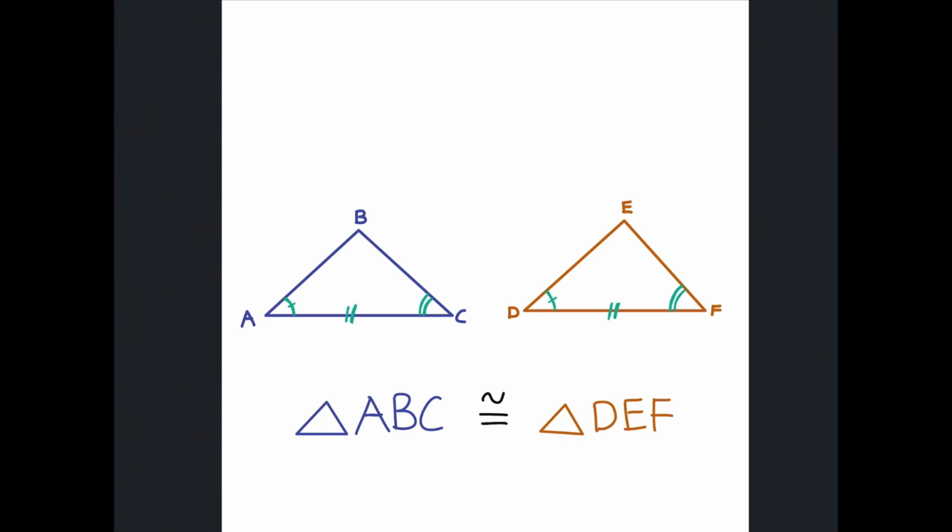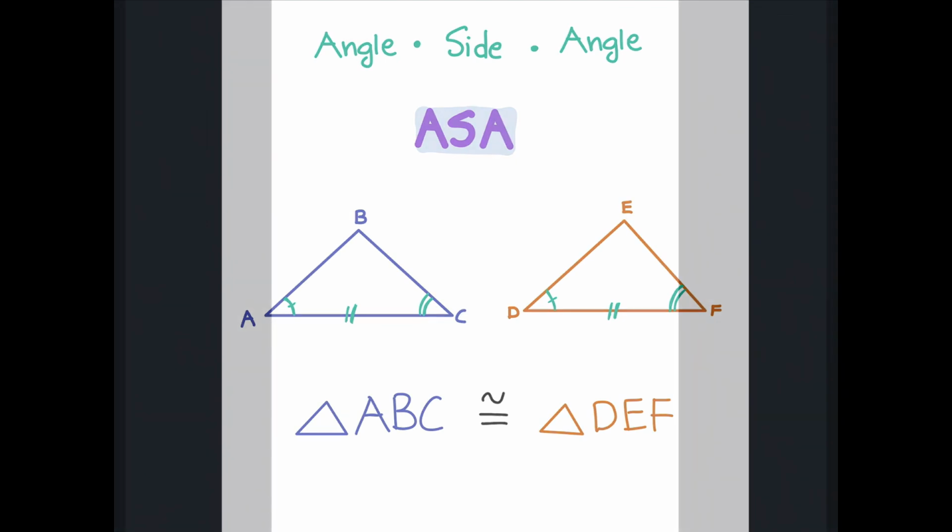This method is called ASA, or angle side angle. Now, there's something you need to remember and always know when using angle side angle. When you use angle side angle, the congruent side must always be between the two congruent angles.